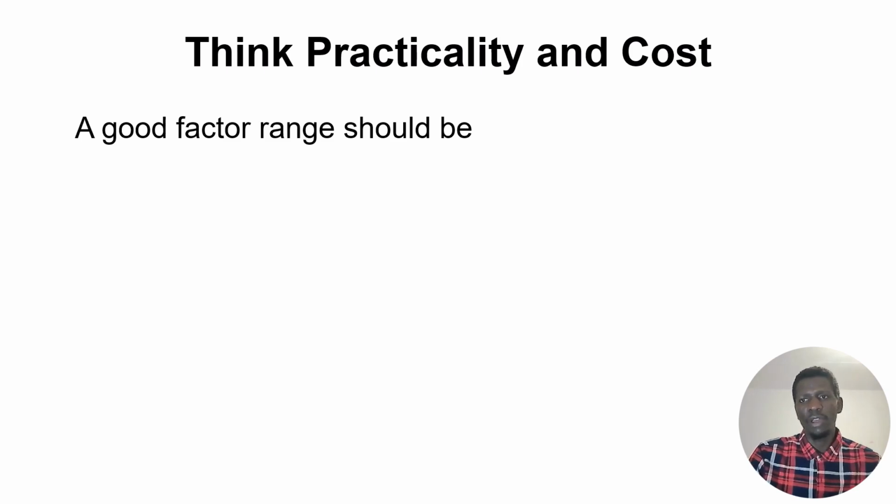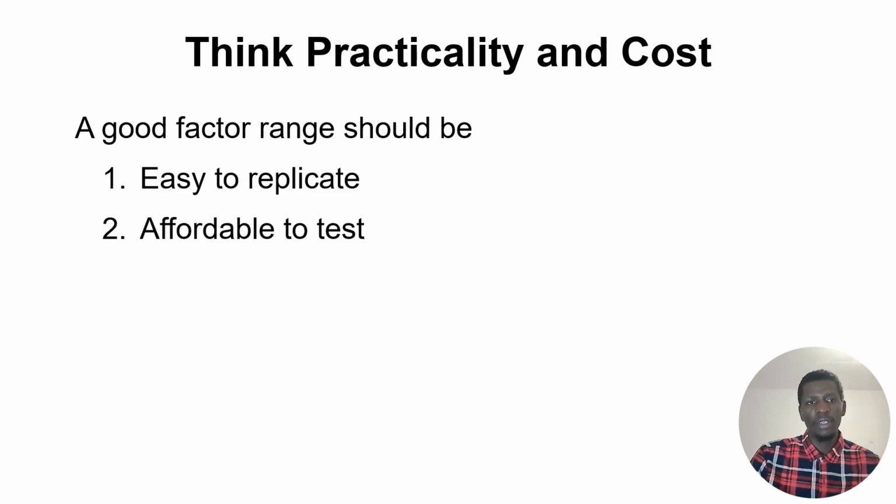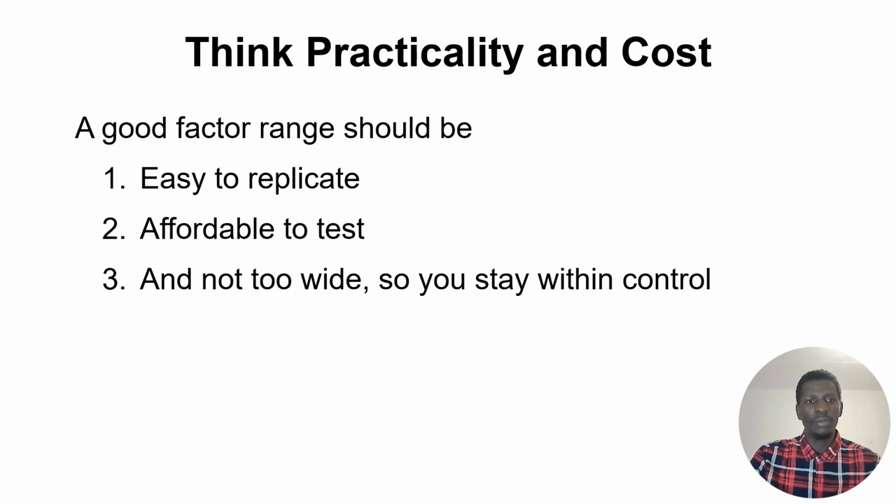Based on what we have seen so far, we've understood that setting up factor limits isn't just guesswork, it's a science. So it's always good to think practicability and cost. In as much as you are setting your factor limits, it's always good to set factor limits that are practicable, feasible, and cost effective. A good factor range should be such that it is easy to replicate, it is affordable to test, and it is not too wide, so you can always stay within the control limits.